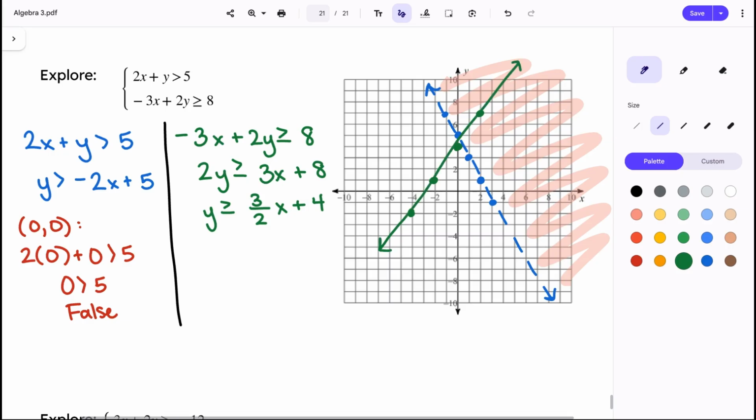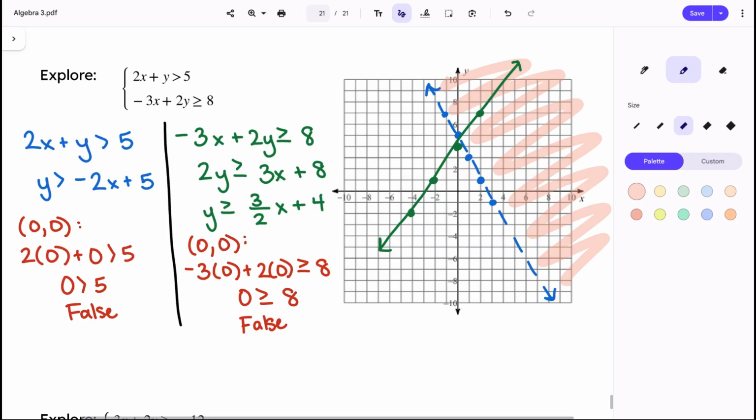And then I can still test 0, 0. Remember, the only time we can't test that is if it's going through that point. We'd have to pick something else. So I'm going to take negative 3 times 0 plus 2 times 0 greater than or equal to 8. So this would still be a 0 on the left. And we're saying 0 is greater than or equal to 8, which would still be false. So again, I don't want to include 0, 0. So I'm going to go to my shading, and that would be on this side of this line.